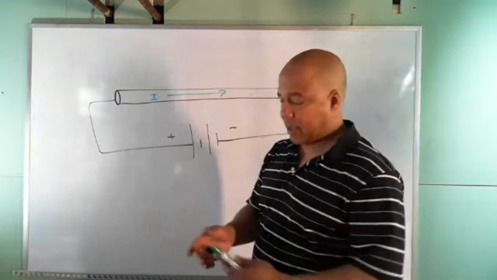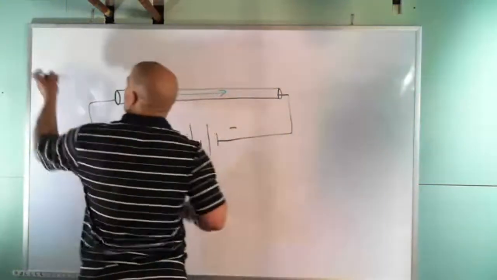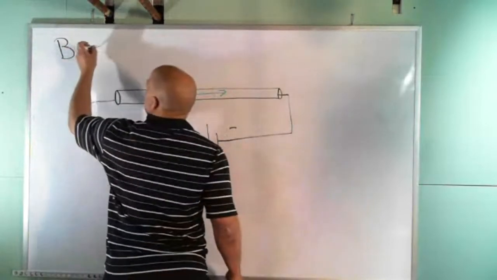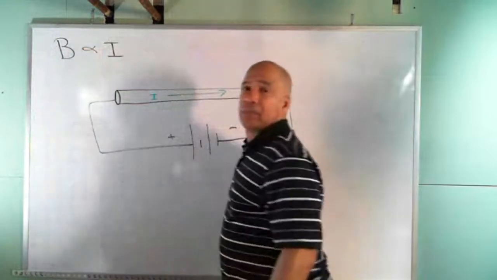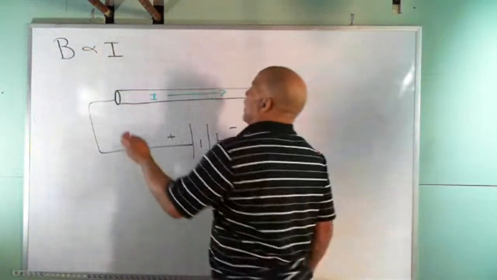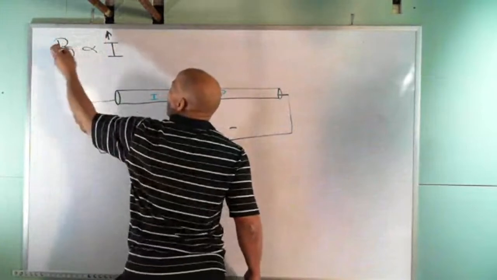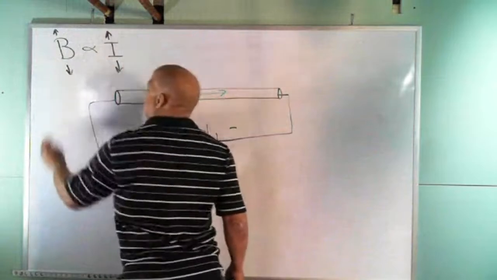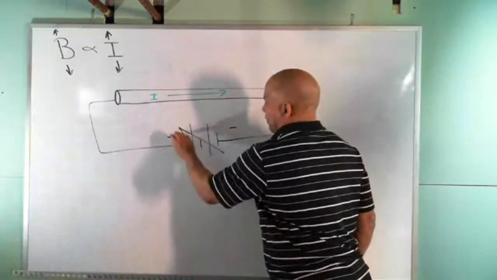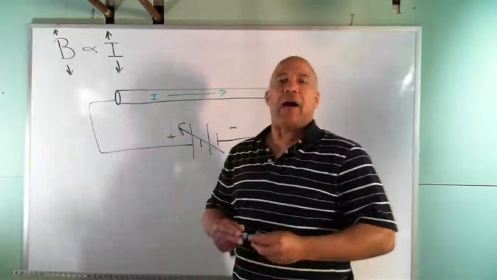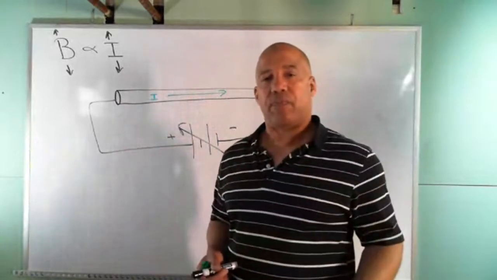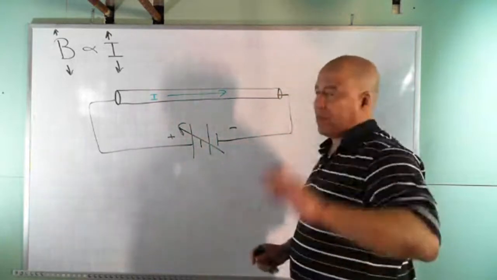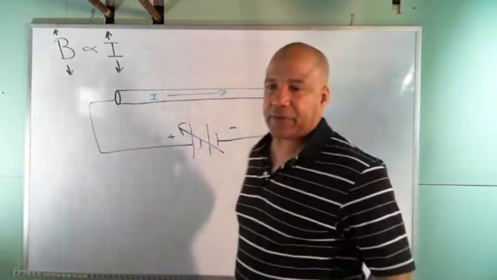But here's the cool thing. The magnetic field, B, the flux density, is directly proportional to the current. In other words, if I increase the current, I increase the magnetic field. If I decrease the current, I decrease the magnetic field. And so all I have to do is this: if I have a variable source, I now have a magnetic field that I can control. Now that opens up a lot of stuff that we can talk about. But let me get back to that in a second. Let's go back to vectors.